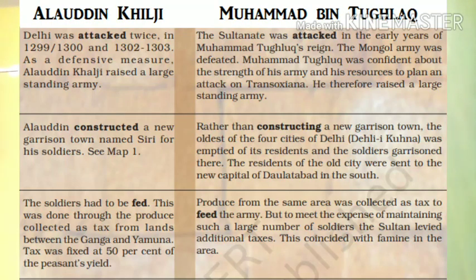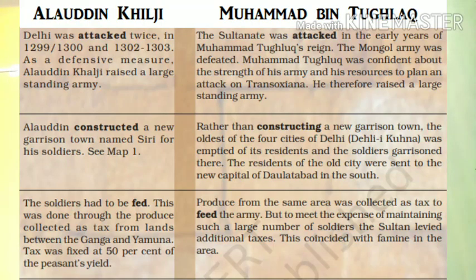The Mongol army was defeated. Muhammad bin Tughlaq was confident about the strength of his army and his resources to plan an attack on Transoxiana. He therefore raised a large standing army. So both the sultans raised large standing armies, but Alauddin Khilji raised the army as a defensive measure, and Muhammad bin Tughlaq, on the other hand, planned to attack the Mongol territories, and that's why he raised a large standing army.